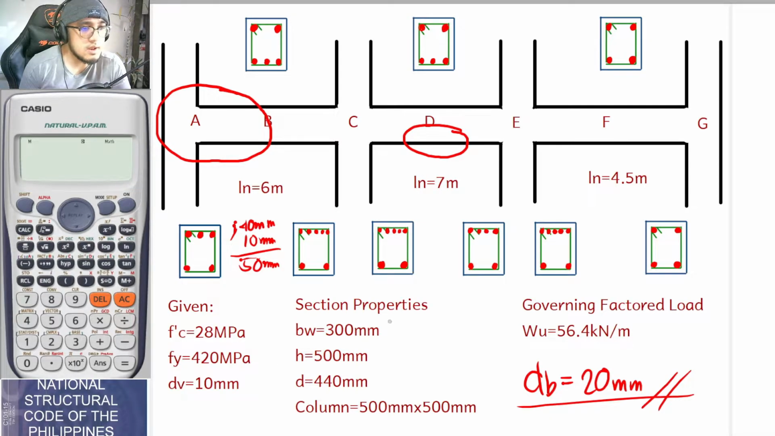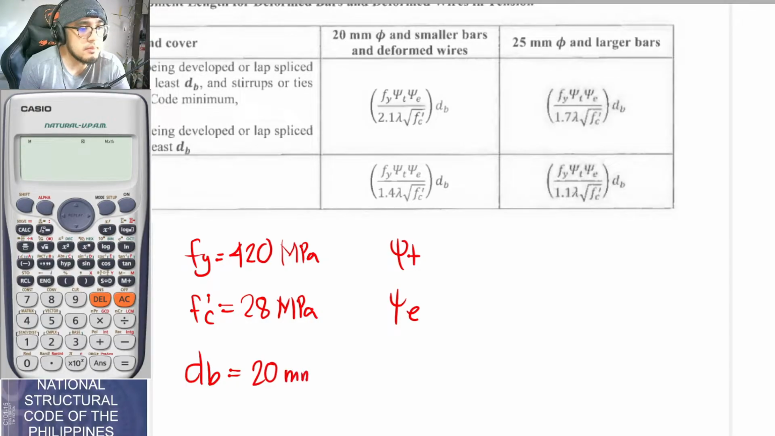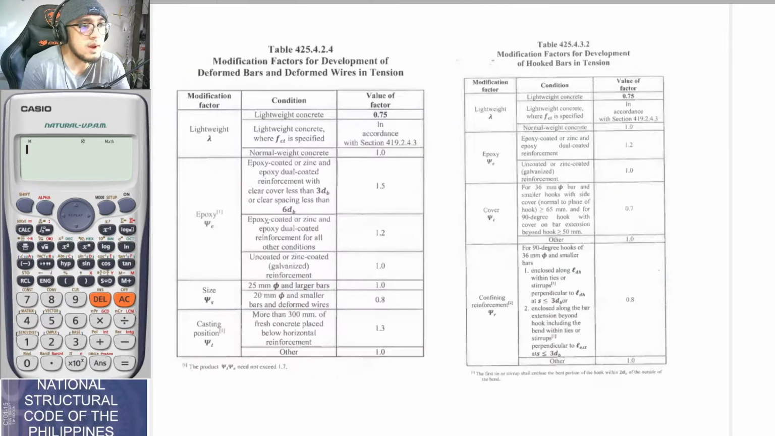And what else do we need? So what is to be the value for your psi t? So psi t, psi e, and what else? dB. So for dB, the bar diameter that we have chosen here was 20 mm. So 20 mm, these are to be given. And as for your psi t, psi e, and lambda, we would now be going back to our table here.